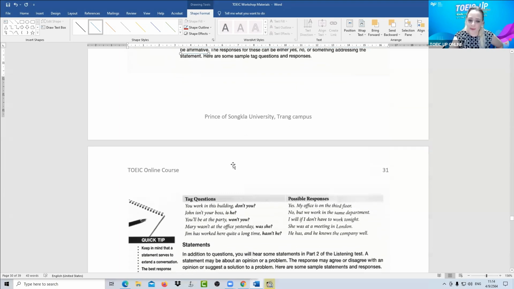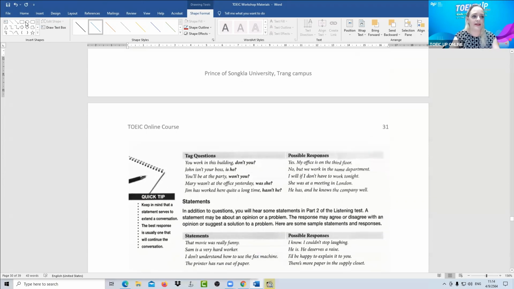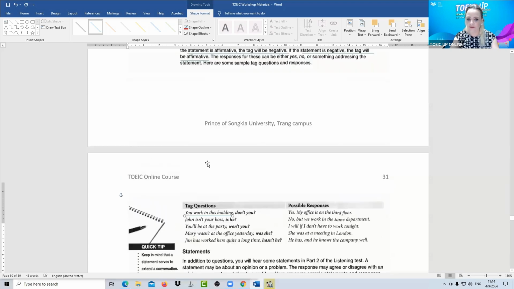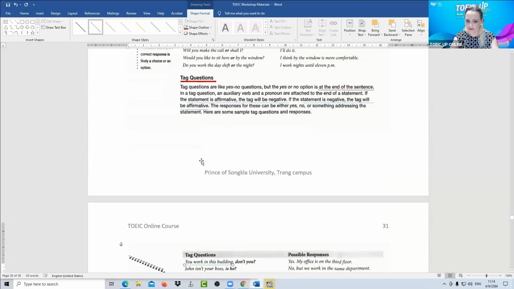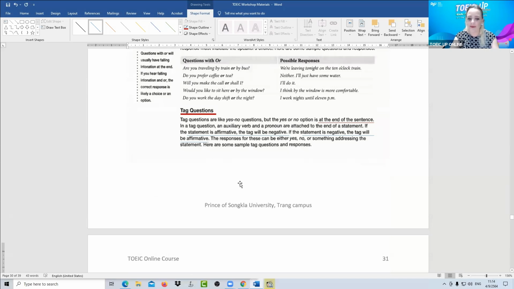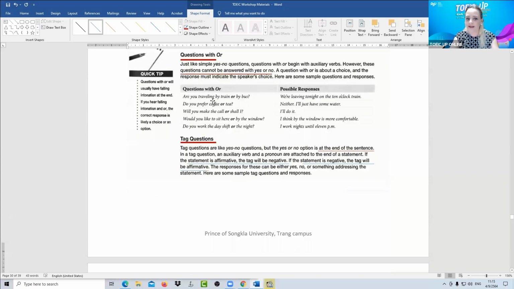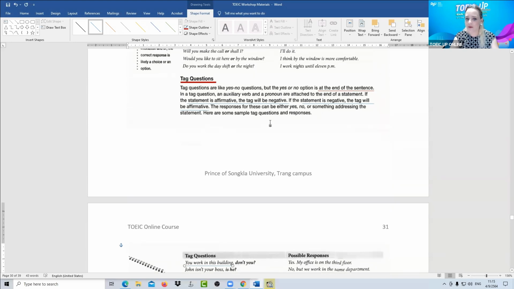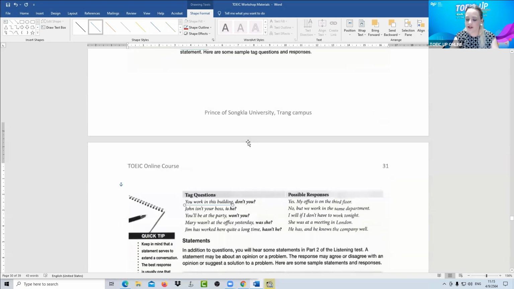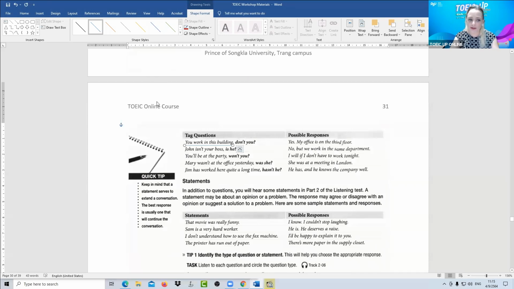So you work in this building, don't you? So let's first look at the statement. You work in this building. This is positive. That is the affirmative. The statement is affirmative. Then we have don't you. So when the statement is affirmative, the tag will be negative. Tag is don't you. So it has to be negative because the statement is positive. Okay, so I'm going to make negative red, affirmative blue.